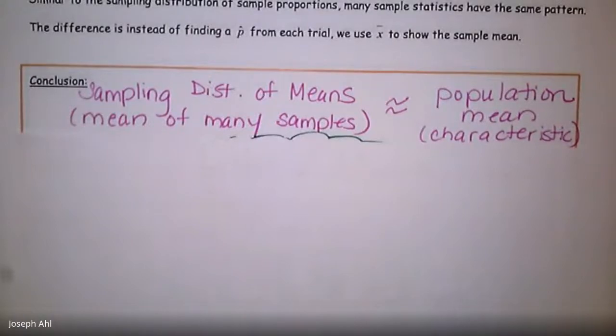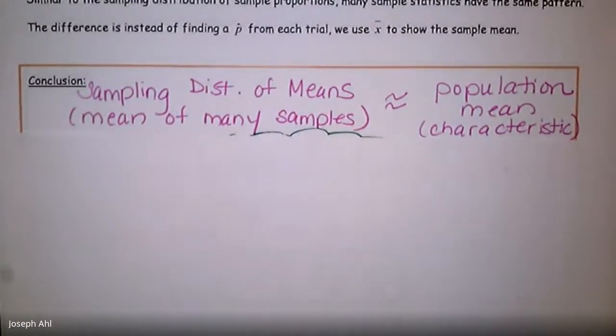So the first one says a sampling distribution of means, which is the mean of many, many, many samples, is going to be approximately the population mean, which is a characteristic for the group that we're talking about. Okay, so the sampling distribution of means, so we're taking a whole bunch of samples, finding their average, is going to be approximately what the average is for your population. Symbolically, what does that look like?